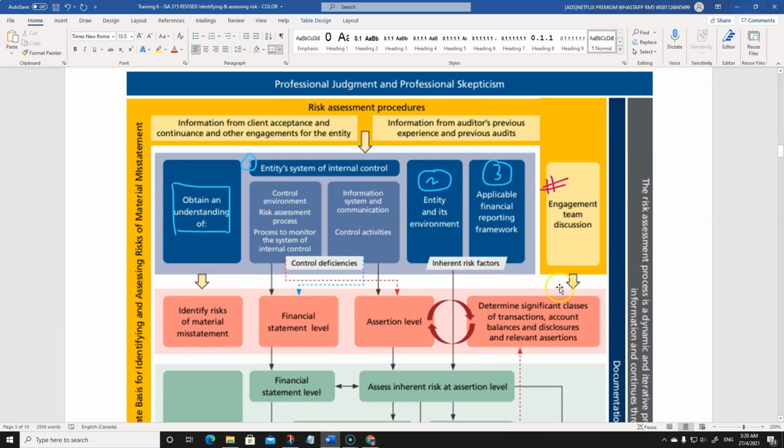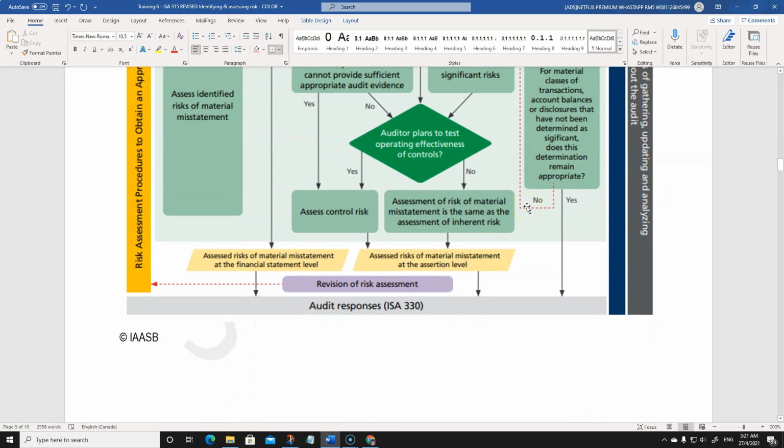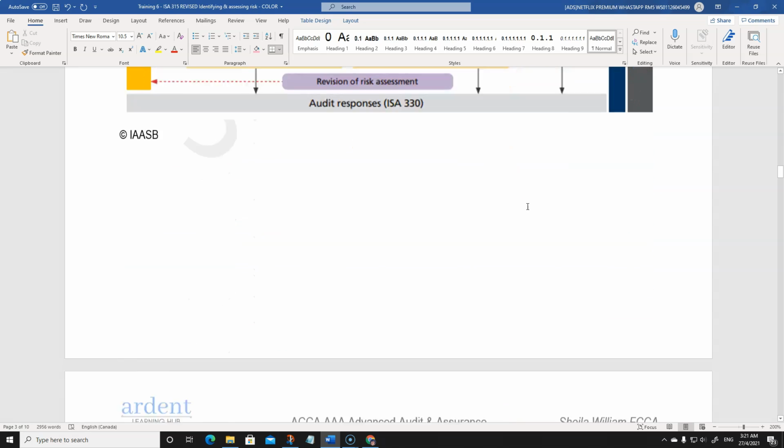It says right on top that for the risk assessment procedures, you have got to obtain an understanding of the entity's internal control, the entity and its environment, and the applicable financial reporting framework. We've got the discussion here that we talked about just now. You can have a look at that yourself. It's a very interesting diagram, very good.